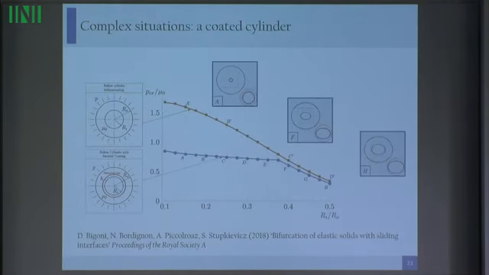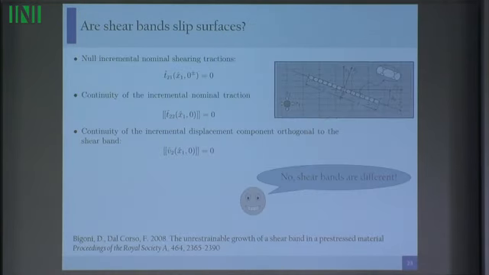Now we can analyze more complicated problems. For instance, we may look to coated cylinders, and we can assume that the coating and the elastic cylinder are separated by a sliding interface, and again we find completely different results with the wrong and the correct condition. But eventually the interest in my talk is in shear bands.